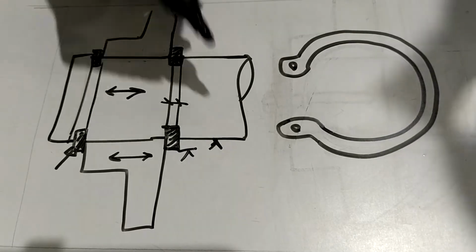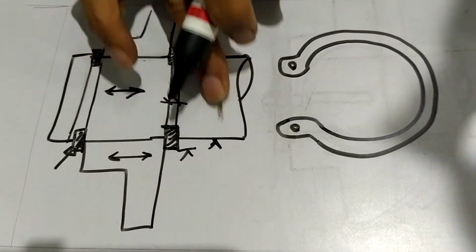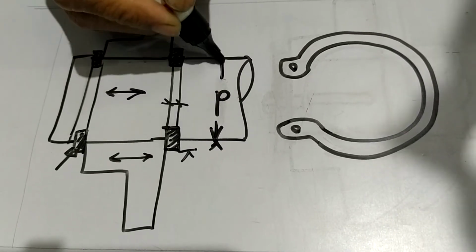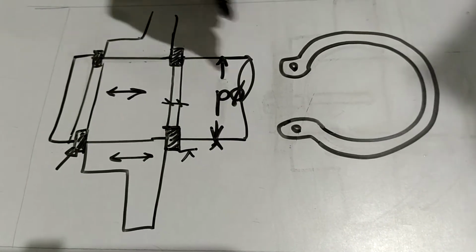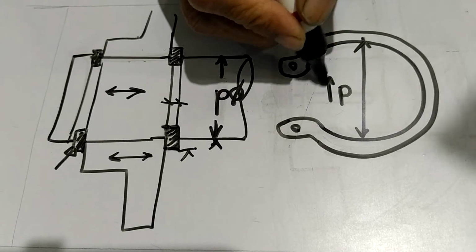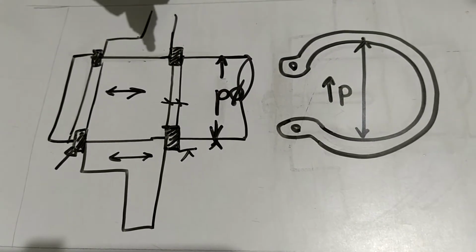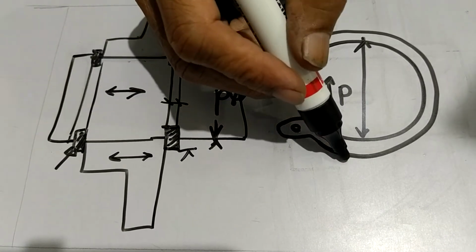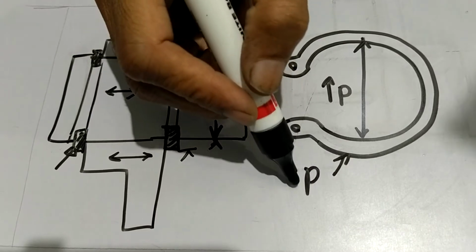This is how the circlip is. Now suppose this is the diameter D. Suppose this is diameter D. Then this inside diameter is slightly less than D, and this diameter is more than D.